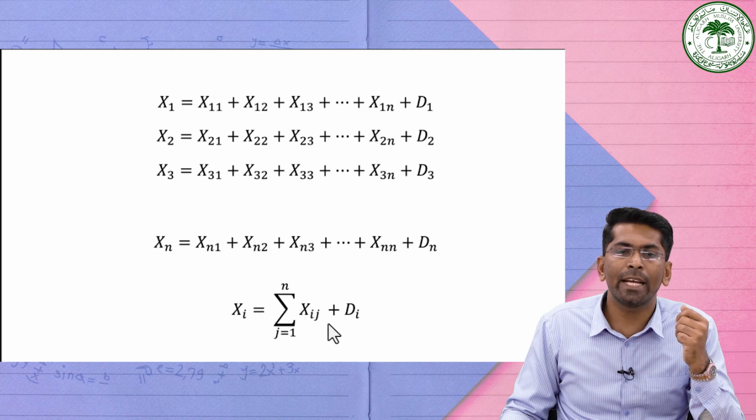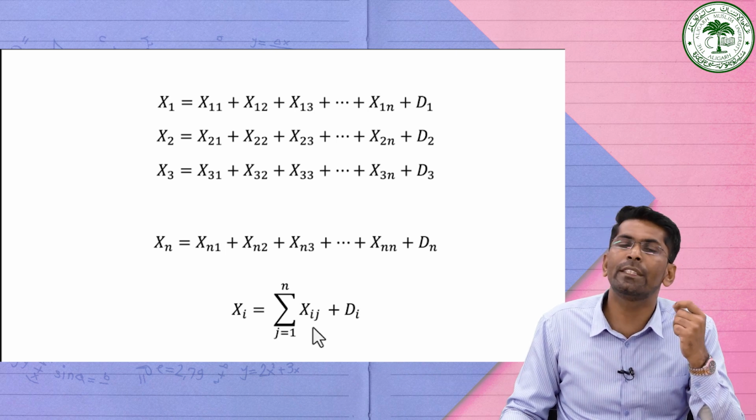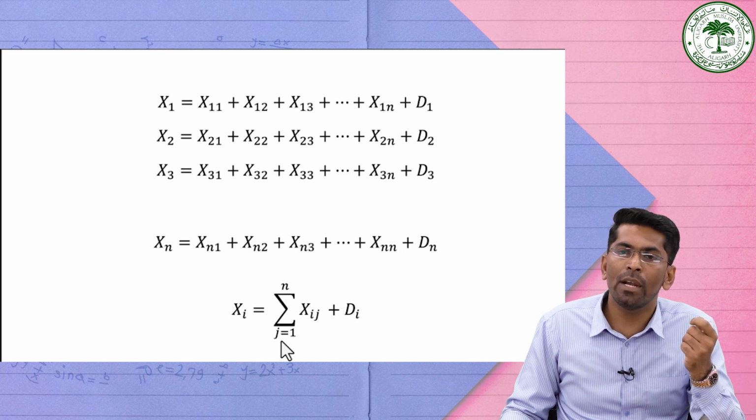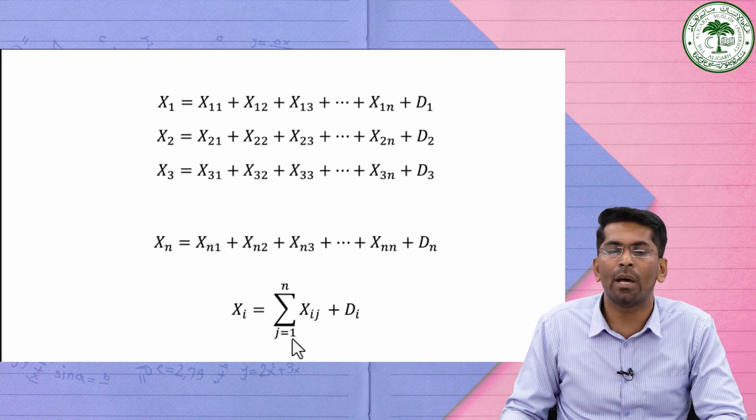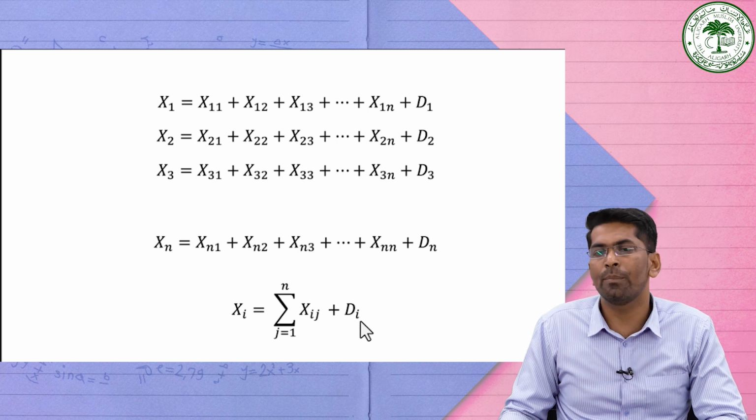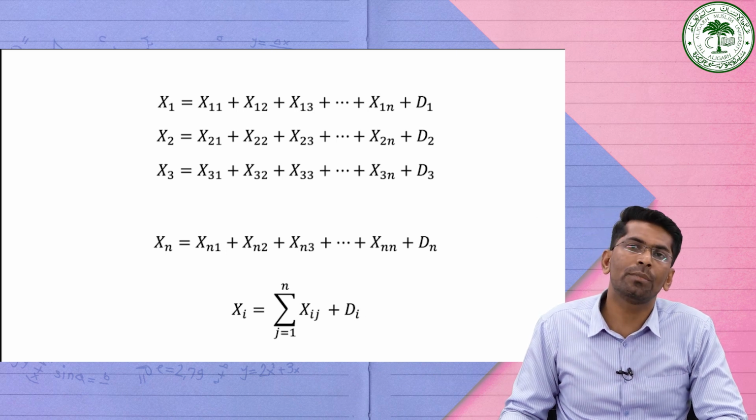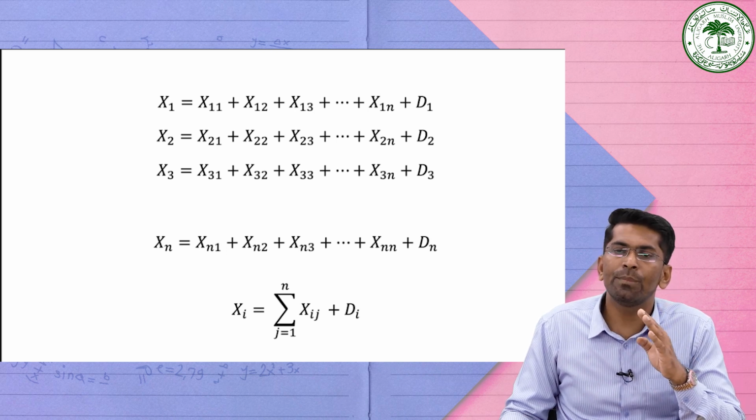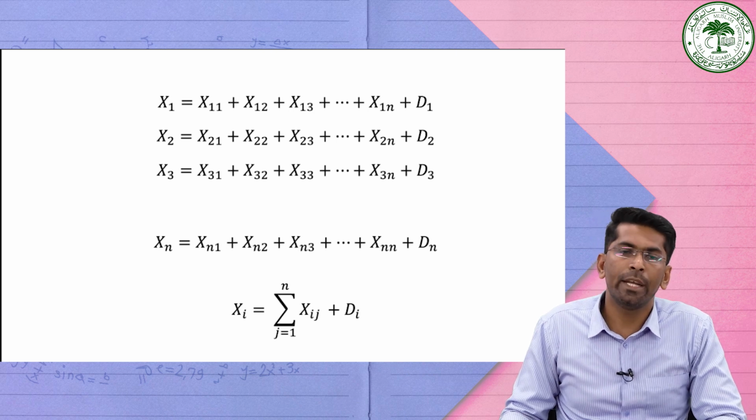So here xij shows the intermediate demand, or inter-industry demand: the output of the ith industry which is used as an input for the jth industry or jth sector. The sum signifies that sector i supplies its output to all the other sectors, from 1 to n. And here di represents the final demand for the output of sector i. The final demand consists of consumption, investment, government expenditure, and exports and imports.